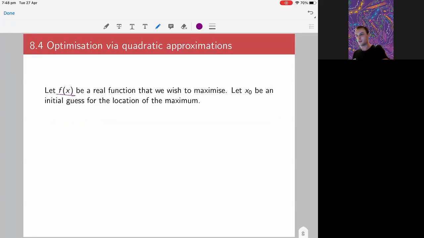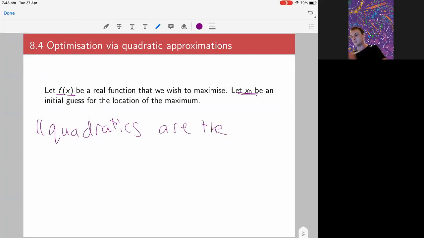Let's say you've got a function f of x, and we're trying to find a maximum value of this function. Most of these numerical algorithms will require you to choose an initial guess for the location of the maximum. Now, we're going to try and optimize this via quadratics. Why quadratics? The reason is that quadratics are actually the simplest things to maximize.